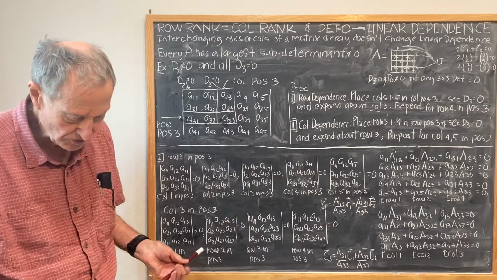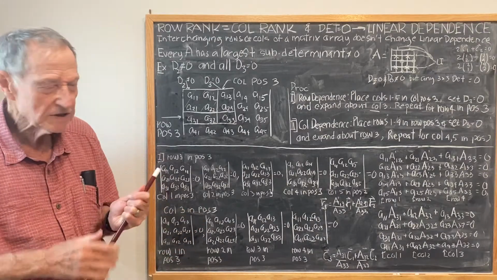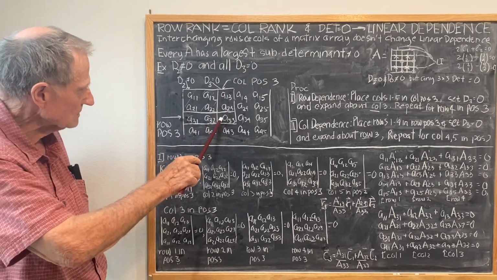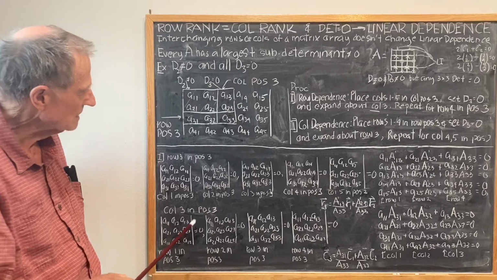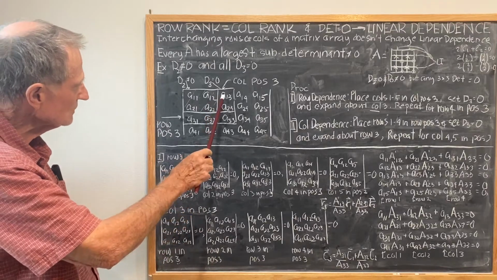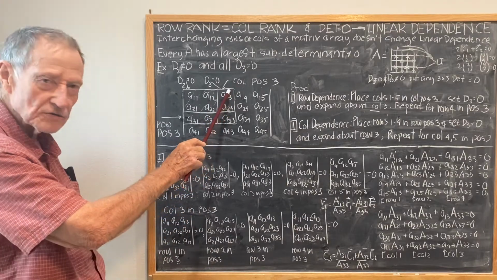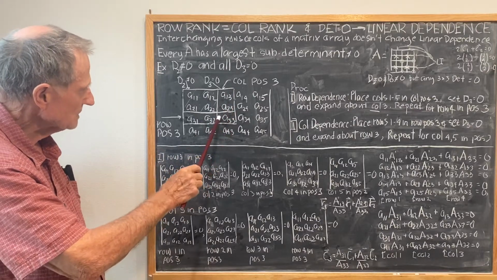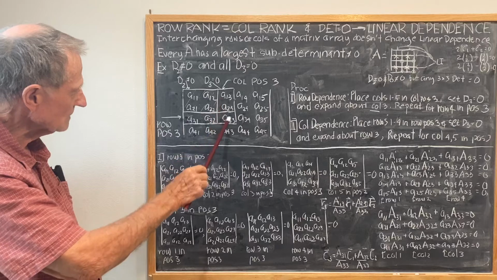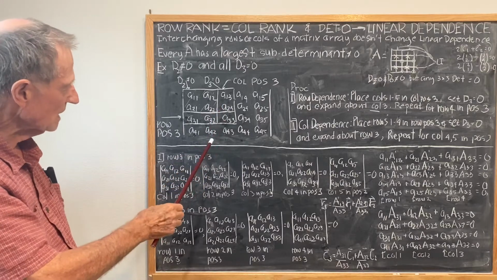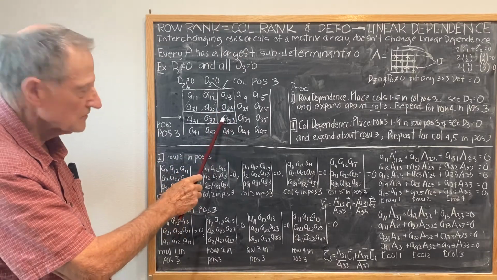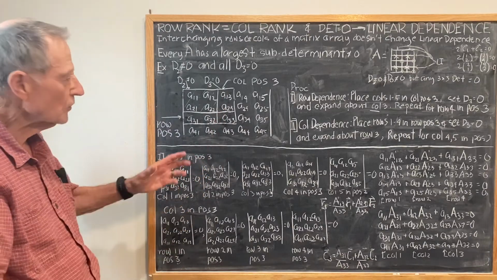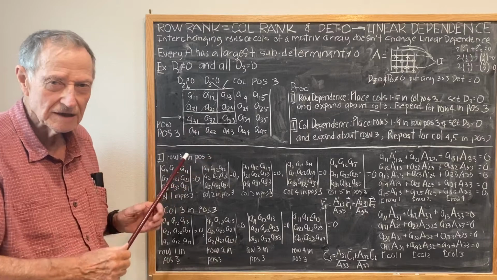To show the procedure, I'm going to begin by noting that if I expand this D3 about the third column, what I will get is A13 times cofactor A13 plus A23 times the cofactor A23 plus A33 times the cofactor A33, which I can solve for A33 in terms of A13 and A23. That's the core principle of everything that happens.